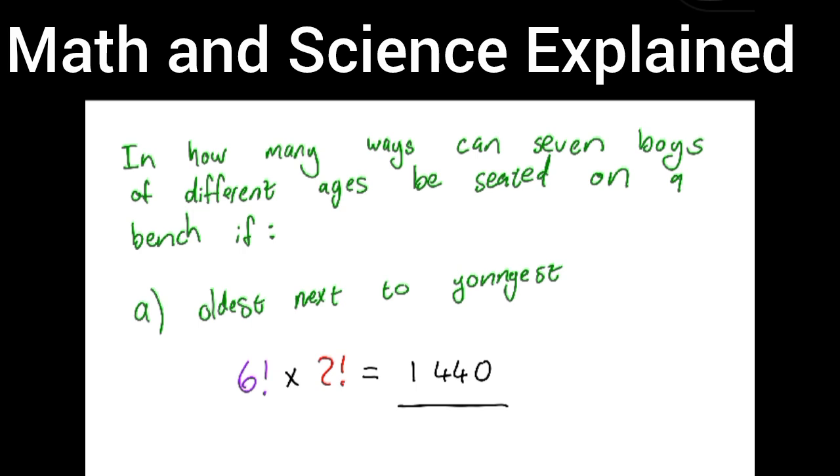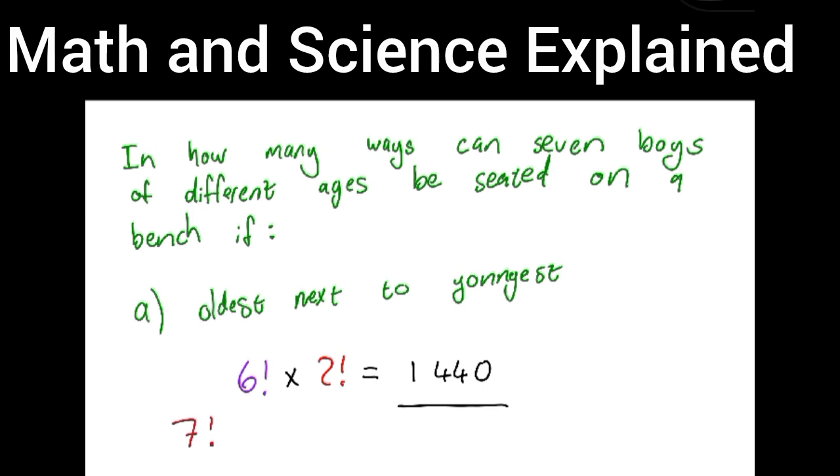So now let's think about the second bit, which is if the oldest does not sit next to the youngest. Well, surely either the oldest is sitting next to the youngest or he isn't. So we can see that these 2 are complementary events, which means that if we add up the total number of outcomes of both of these complementary events, that must add up to the total number of outcomes we can have. And if we're arranging 7 boys differently, there are 7 factorial different ways in which we can arrange them.